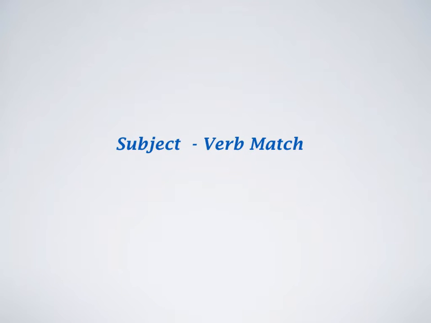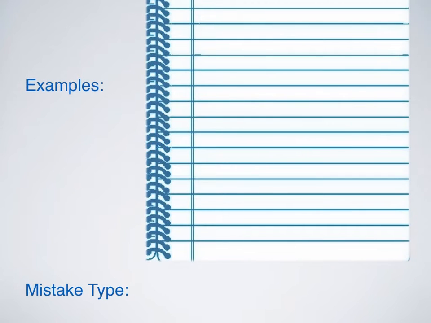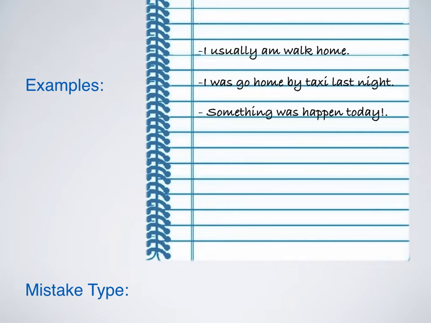What's the next point? Okay, read these examples. What's wrong with all of them?